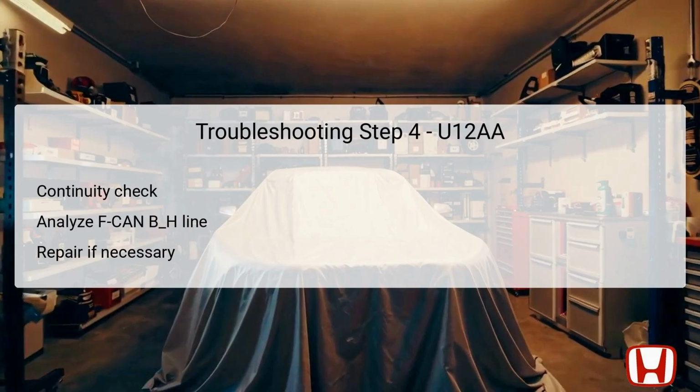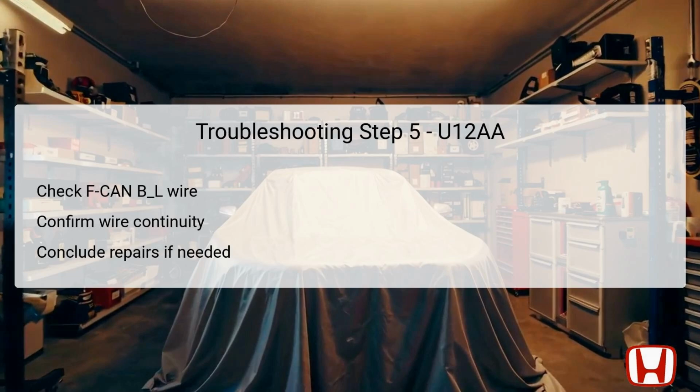A successful continuity outcome shows that the FCAN BH wire is intact, allowing communication to proceed. However, if an open circuit is indicated, prompt repair actions are required to restore the connection, ensuring the modules can effectively communicate and resolve the initial communication fault.